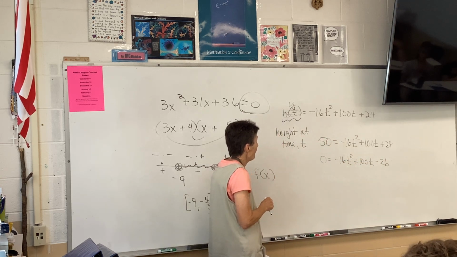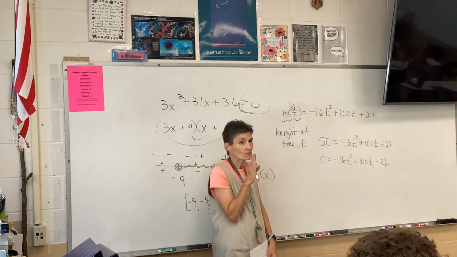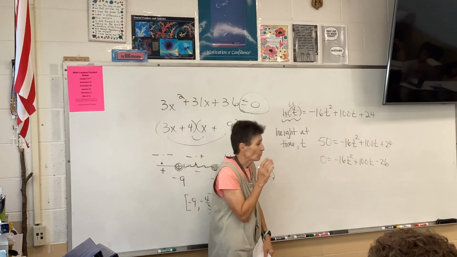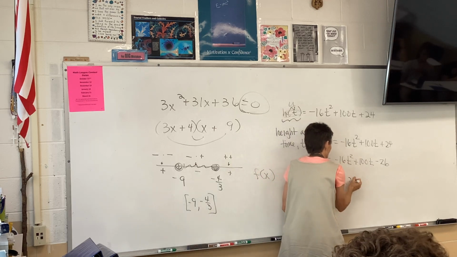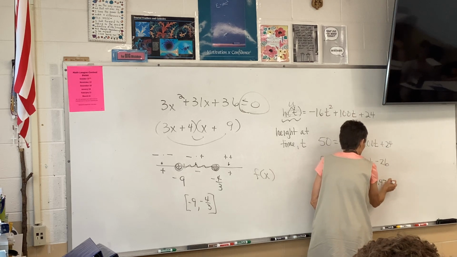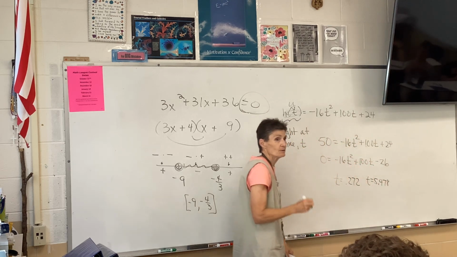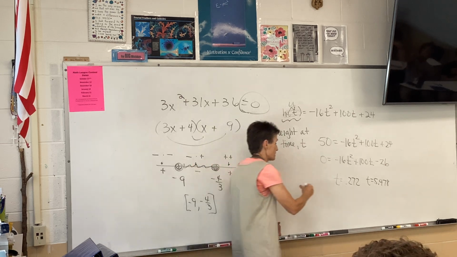Now, when you solved that, did you get 2 answers? Yeah. And what were your 2 answers when you solved this? 0.272 and 5.978. Can you check those? Yes. Right, okay. Now, those were seconds, by the way.